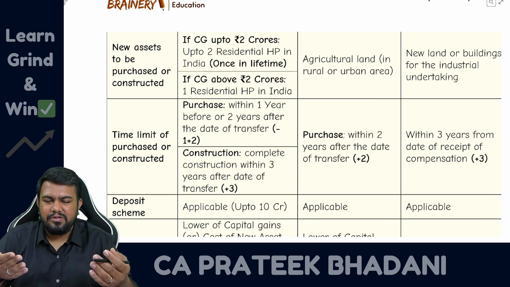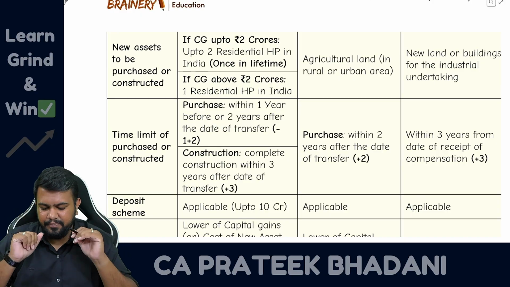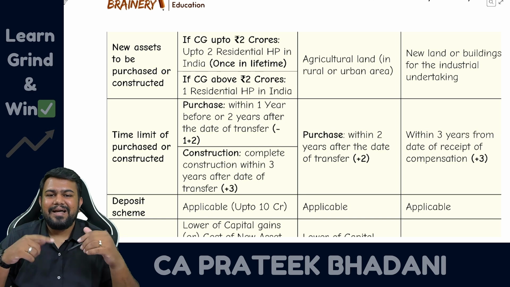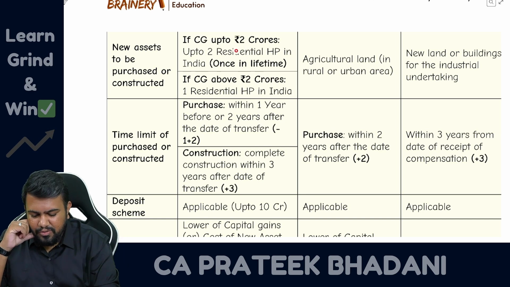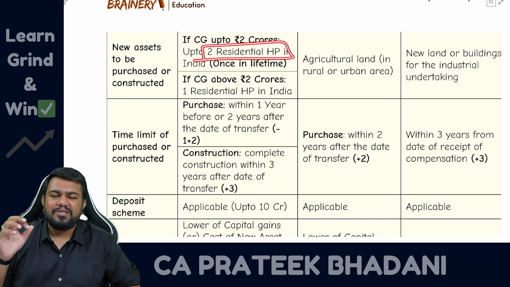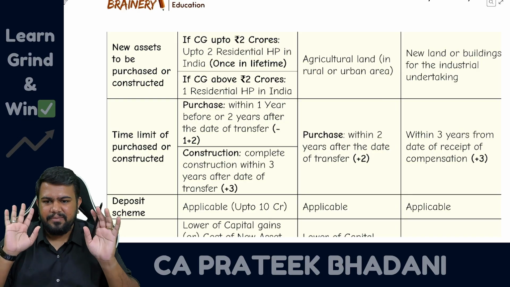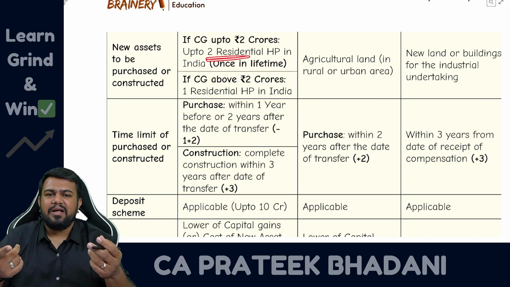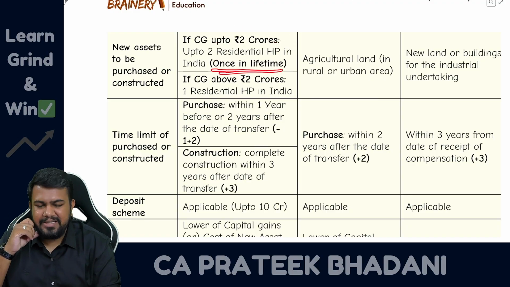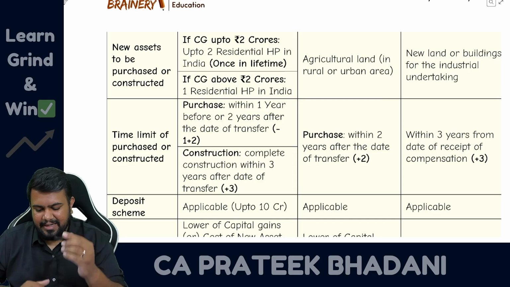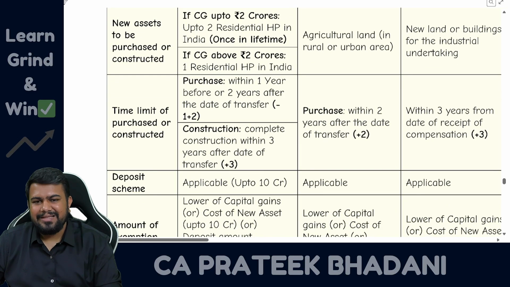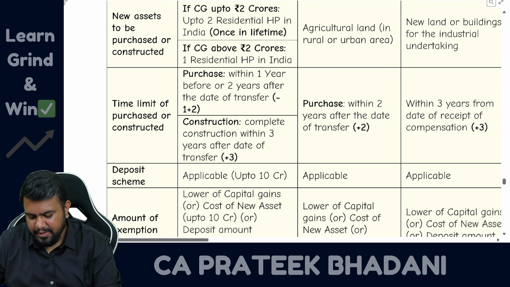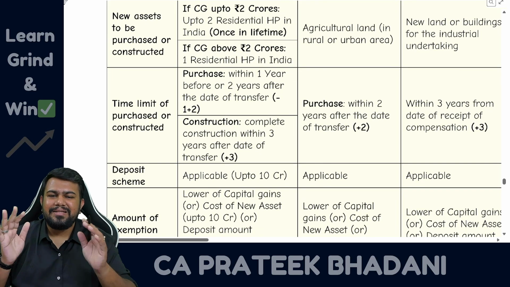The assessee can purchase, and can also construct, the new property. If the capital gain value is up to 2 crores, then the assessee can invest in 2 houses also. But this 2-house benefit is given only once in a lifetime to the assessee. So if the capital gain is up to 2 crores, he can invest in up to 2 houses. This 2-house benefit is given only once in a lifetime. But if it is above 2 crores, then the assessee can only invest in one residential house property. Then the time limit. For purchasing or constructing the new property, what is the time limit?